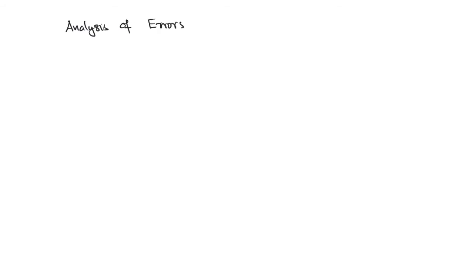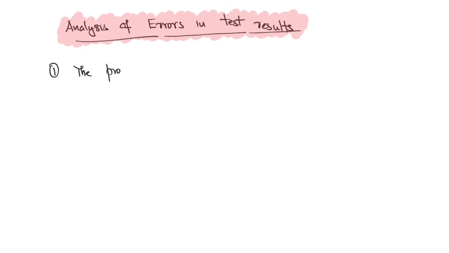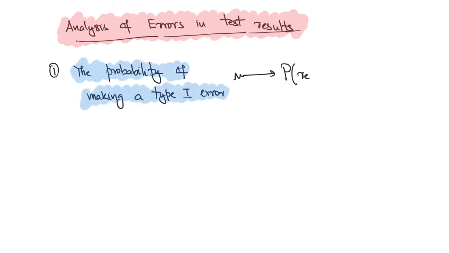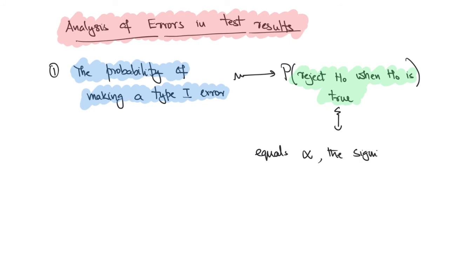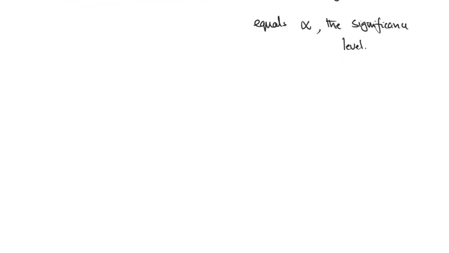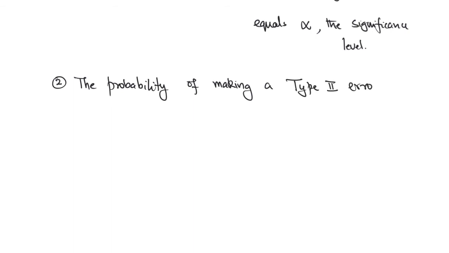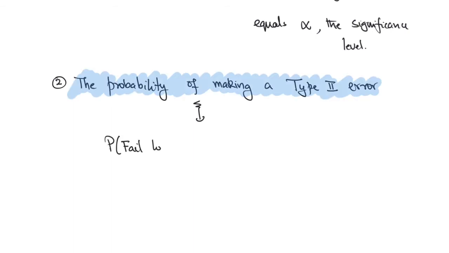No hypothesis test is complete without an analysis of its test errors in the test results. The probability of making a type 1 error is the probability that we rejected the null hypothesis when the null hypothesis was true. This equals alpha, that is the significance level of the hypothesis test. The probability of making a type 2 error is the probability that you fail to reject the null hypothesis when the null hypothesis is false, with the true difference of means being equal to a delta prime.